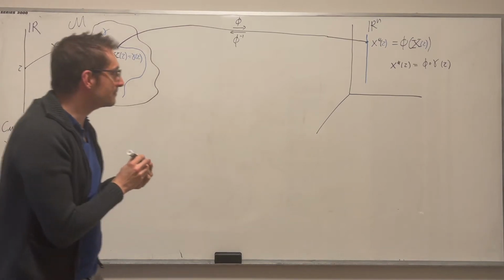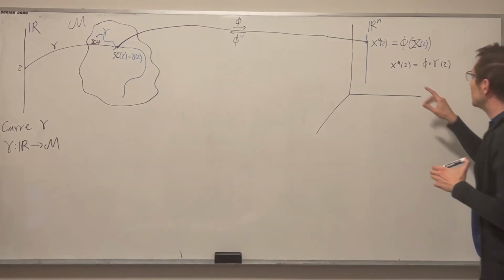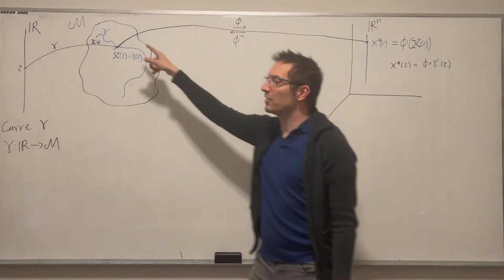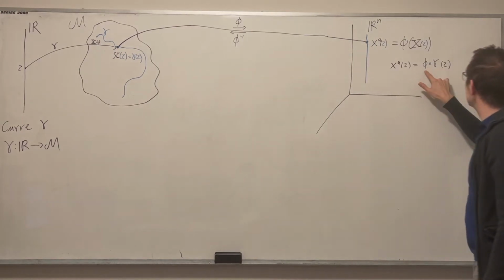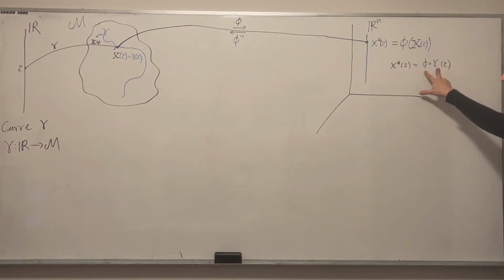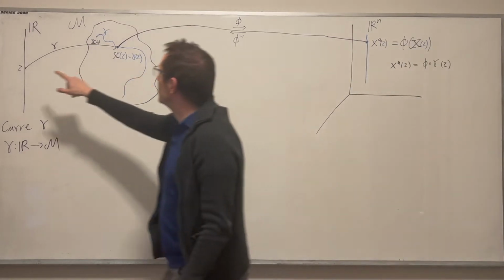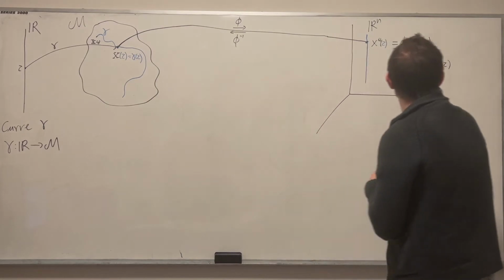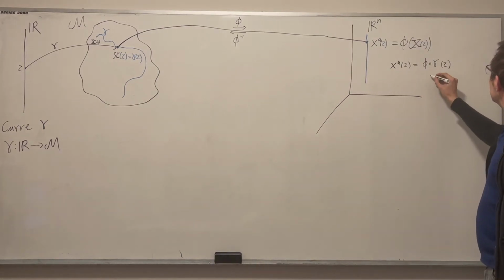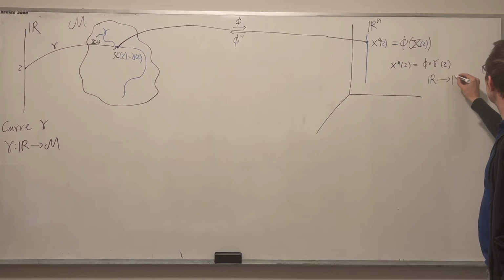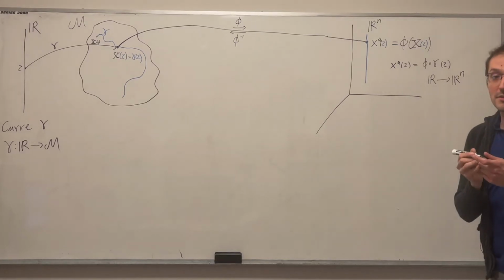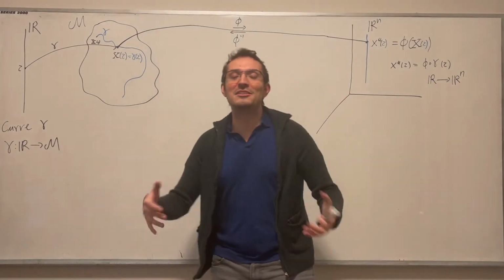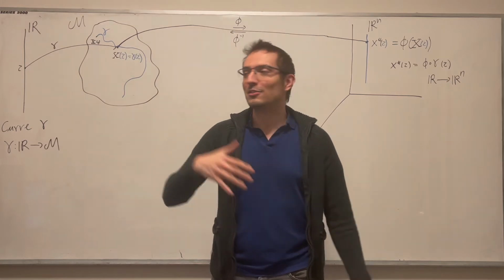So you can tell that there is a function x mu of tau, which are the coordinates under this chart of the curve gamma, and that function is the composition of gamma with phi. So first, take the reals to the manifold, and from the manifold to Rn. So this function is a function from the reals to Rn, and because of that, we have all the notions. We know if this function is smooth because we know what it means to be smooth in functions that go from the reals to Rn.